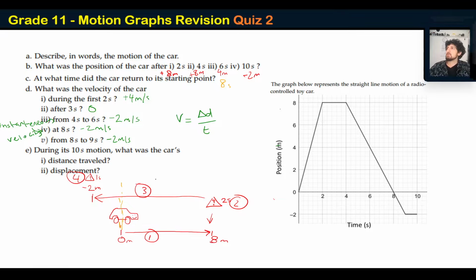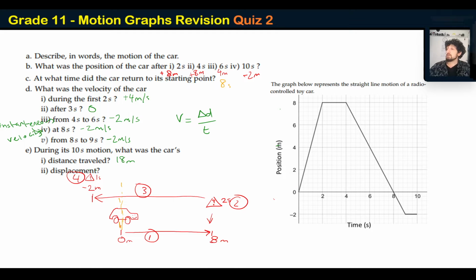So let's have a look. What is the total distance traveled? Well, I've gone up to 8 first. So remember, that's 8. And then what did I do? I traveled 10 on the way back because it's 8 plus 2. So 8 plus 10, 18 meters. Okay, 8 up, 10 down, 18 meters.